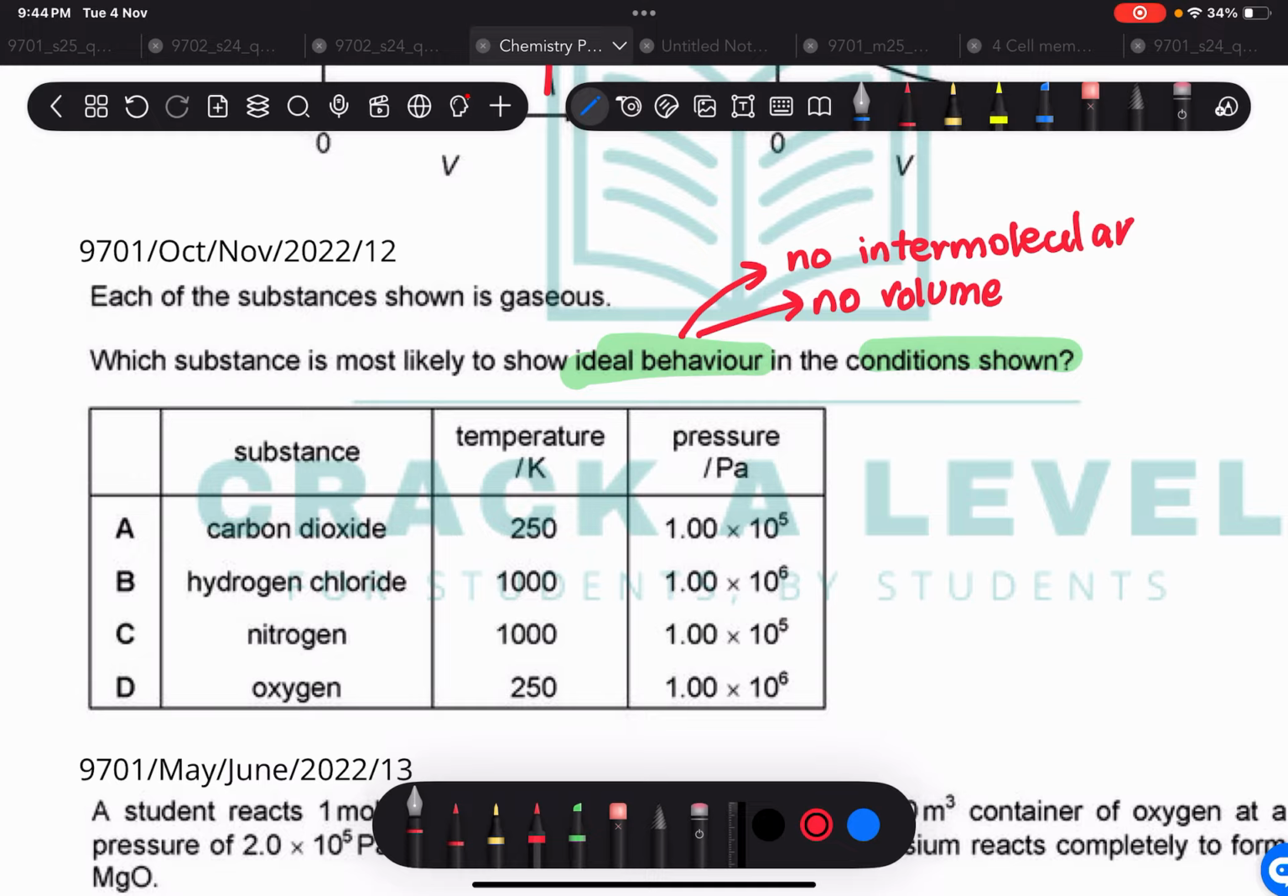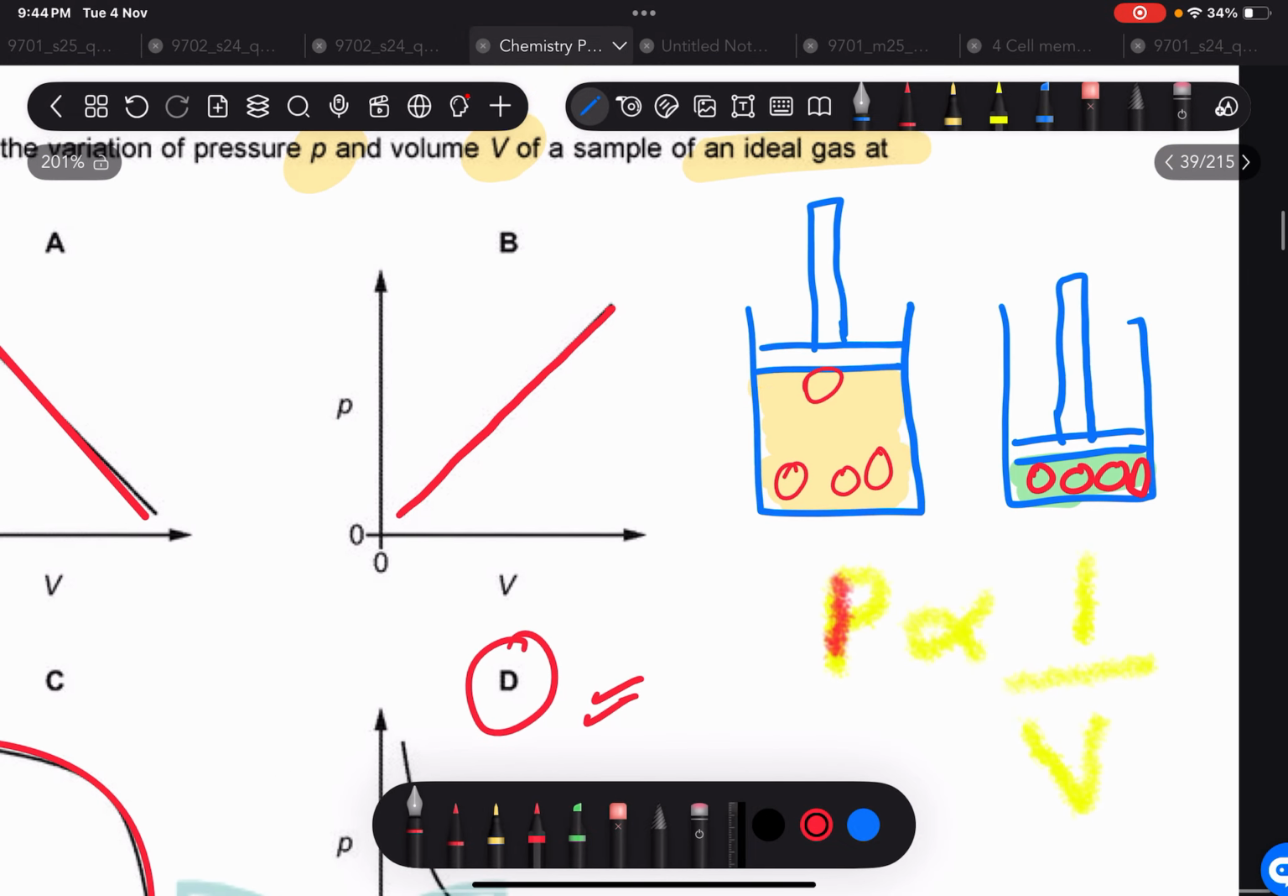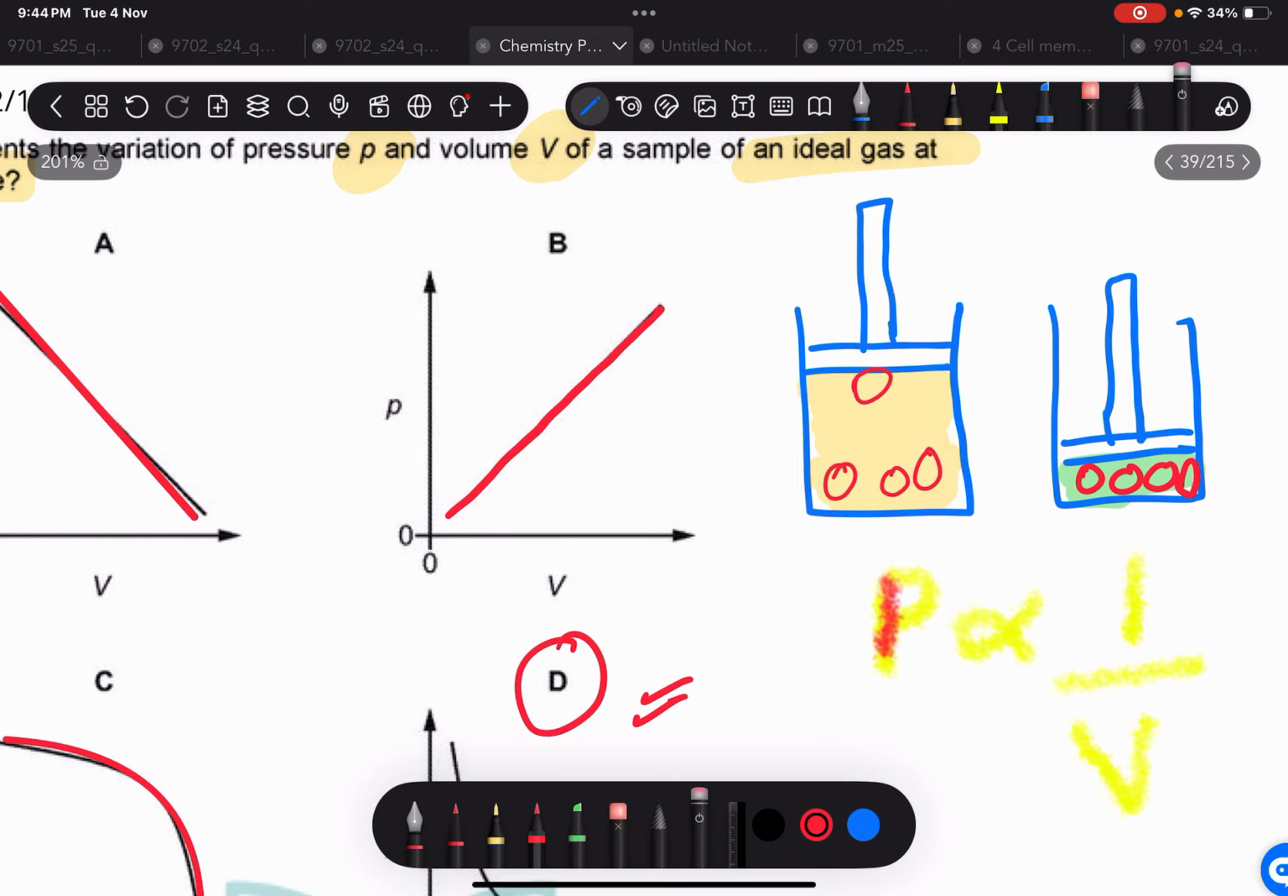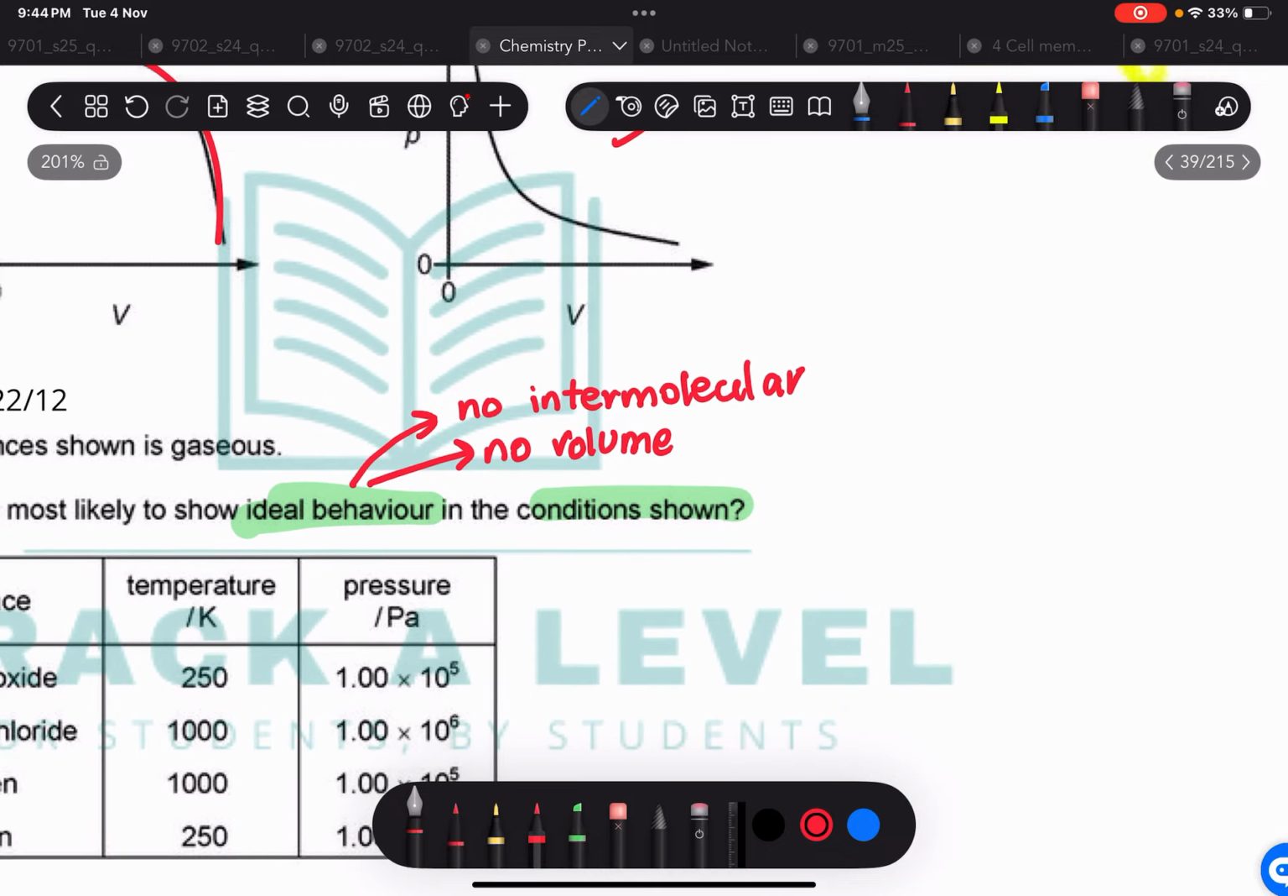How do you have no volume? I told you right now that pressure and volume are inversely related. If you need less volume, you need more pressure. But if you need negligible volume, that means you should have a low pressure, because at low pressure, your volume is going to be very less.